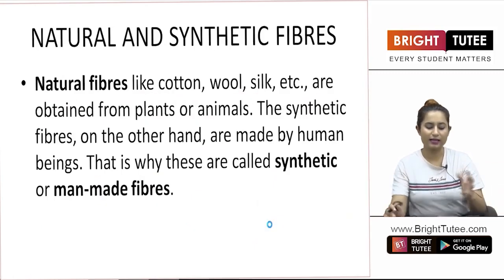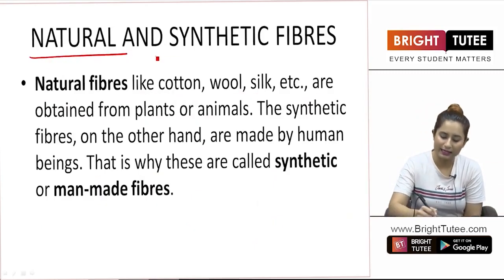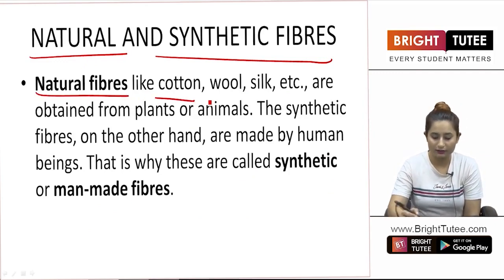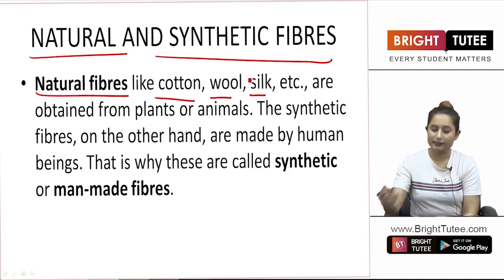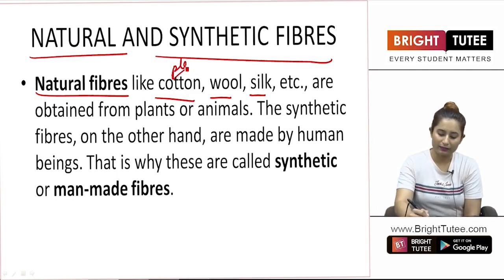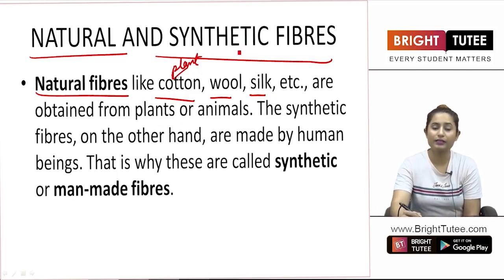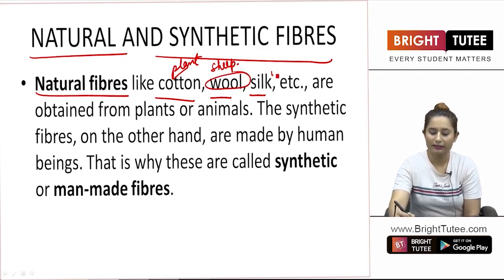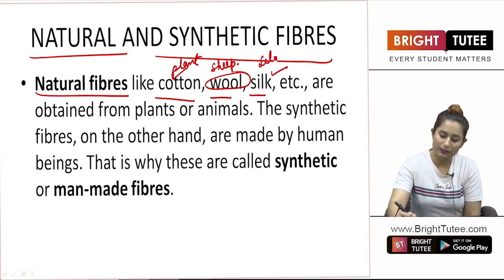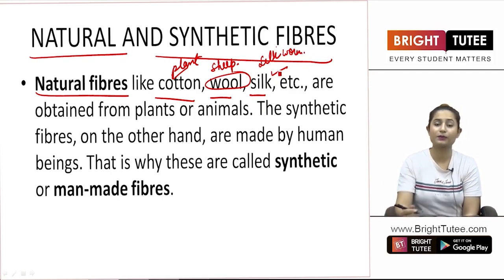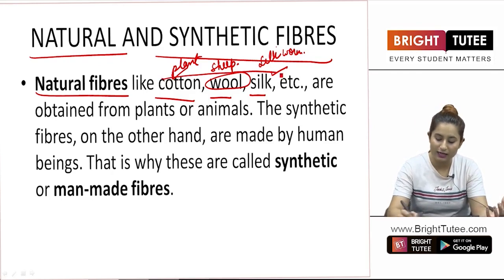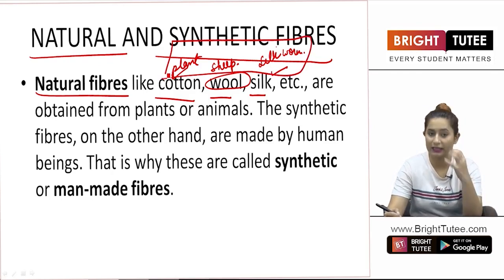So students, let us start with natural and synthetic fibers. Now, what are the differences? Natural fibers like cotton, wool, silk, etc. Basically, cotton is obtained from a plant, from the plant of cotton. Wool is obtained from different animals such as sheep. Sheep has wool on its surface, so wool is obtained from sheep. Then silk. Silk is obtained from silkworm. Basically, it is a worm that produces silk. So these are all obtained from nature. All of these are natural sources from which we are obtaining these fibers.